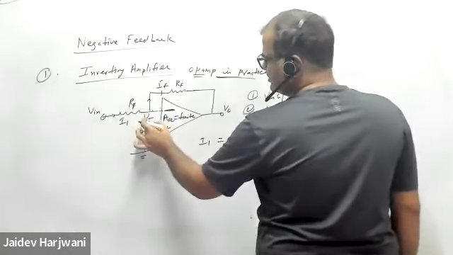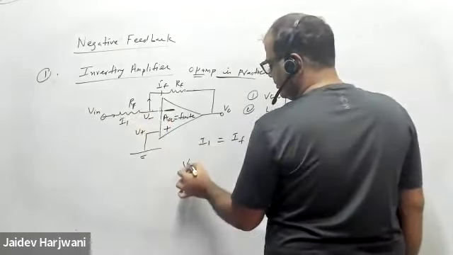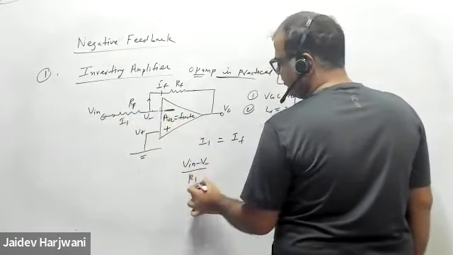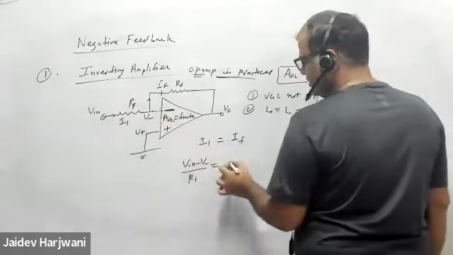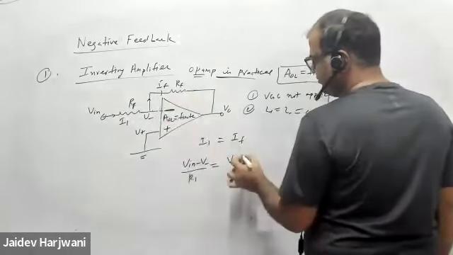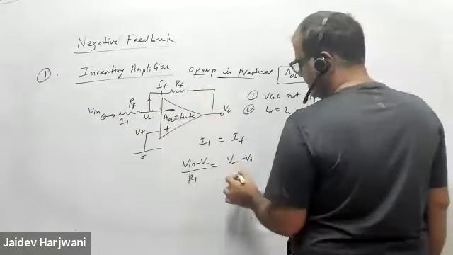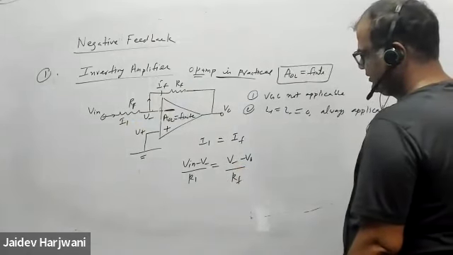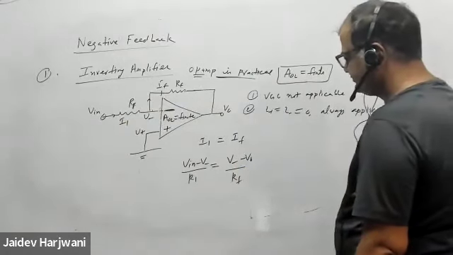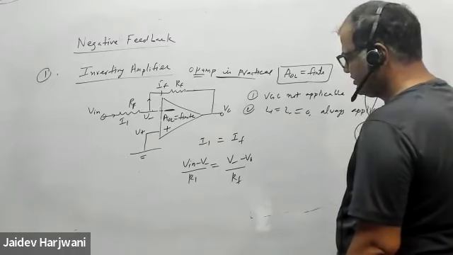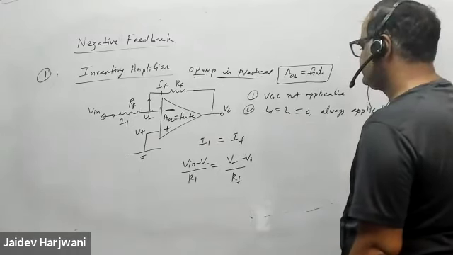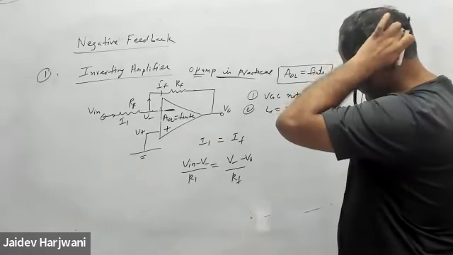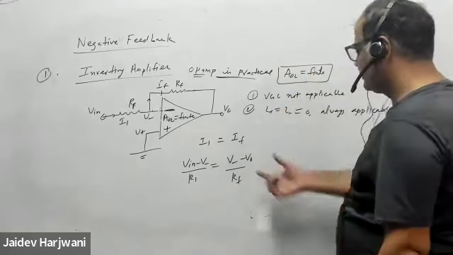But this time, if this is not zero, so I write (V input minus V minus) upon R1 is equal to (V minus minus V naught) upon RF. Now simplify and solve this one. What is coming? So this is the equation.